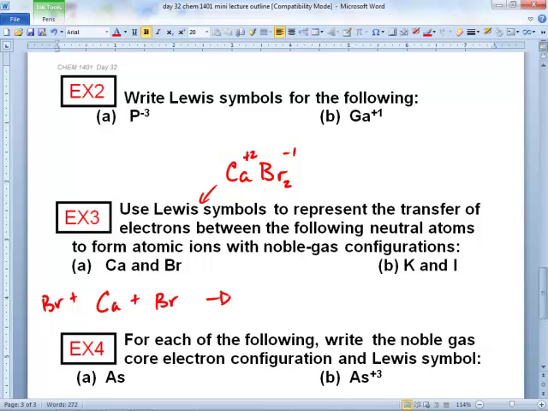So he needs 7, though. 2, 4, 6. He needs 7. There you go. So then he's going to take that one. He's going to have an extra one. He's going to be short one. But they'll both have noble gas core notations. You're close, Monica. Just don't have charges on this side because they're neutral. You haven't transferred the electrons yet. The first part, they're just neutral.